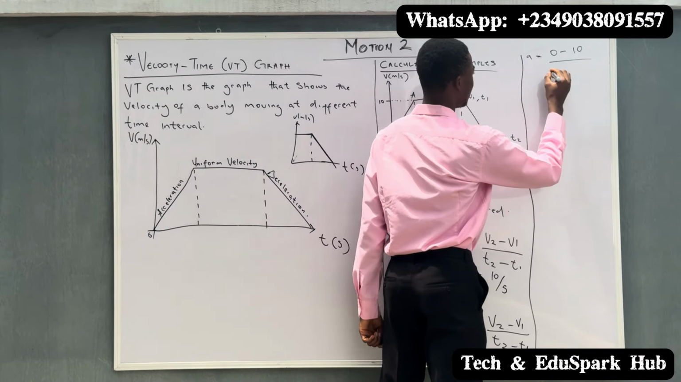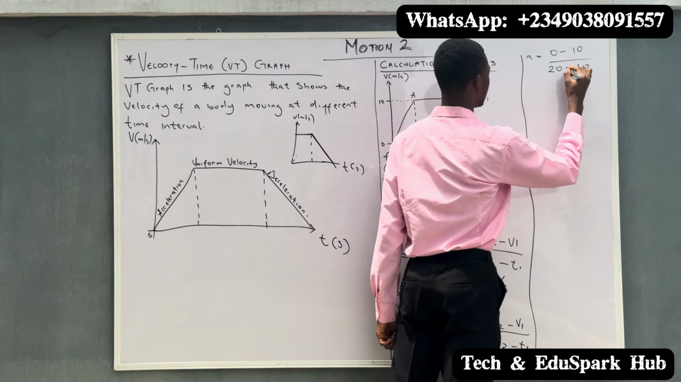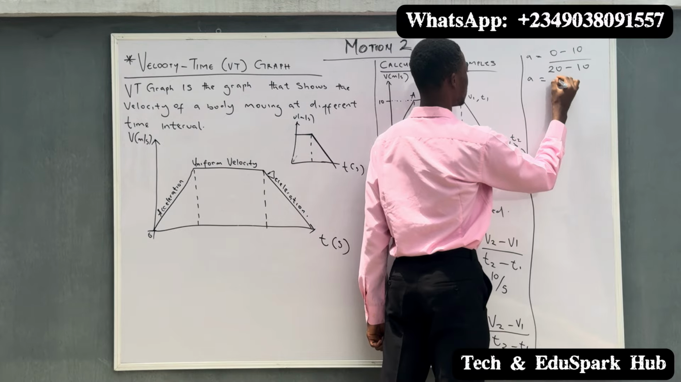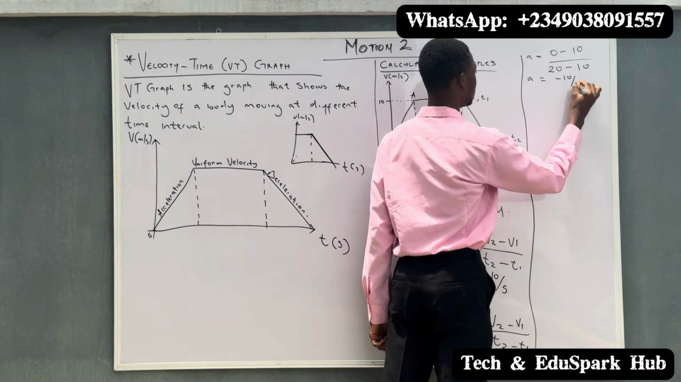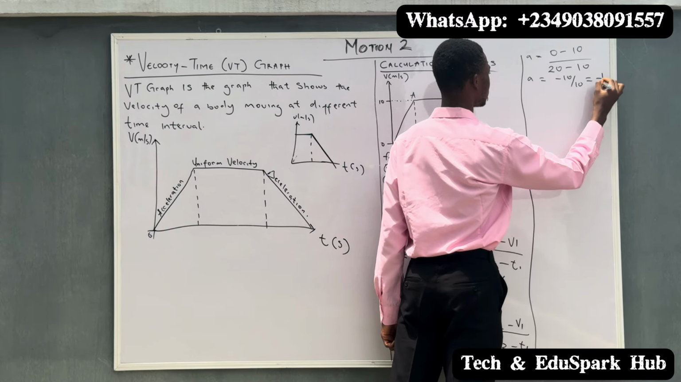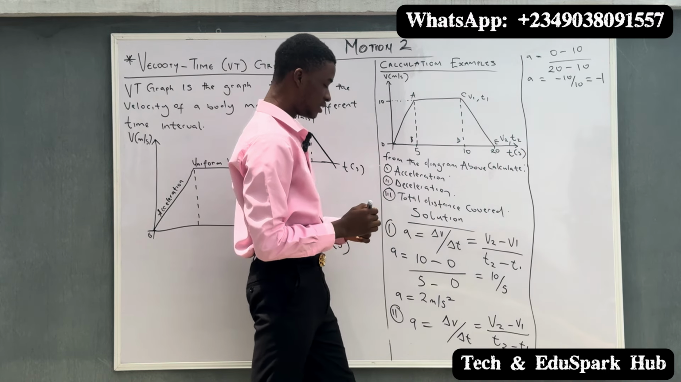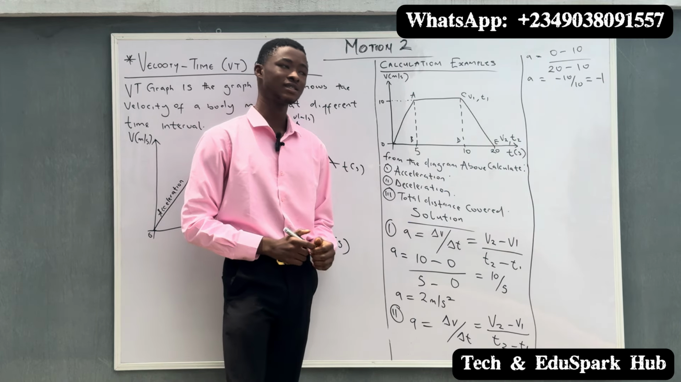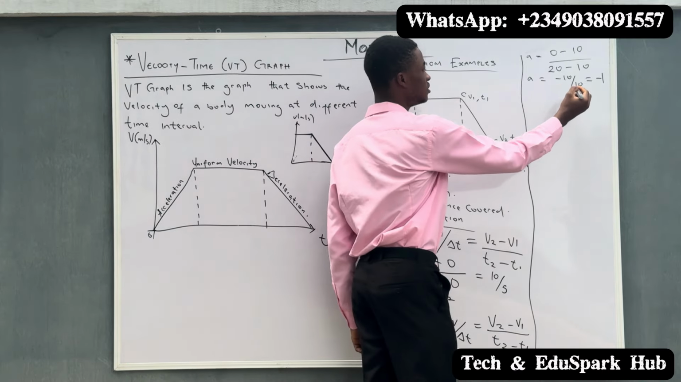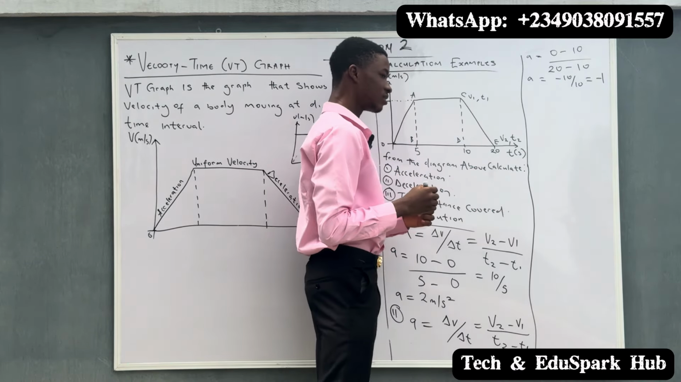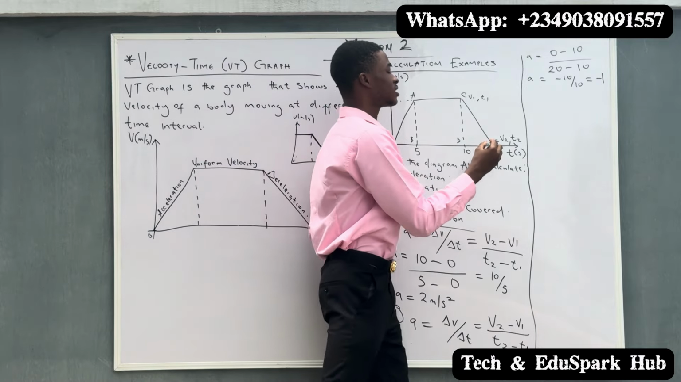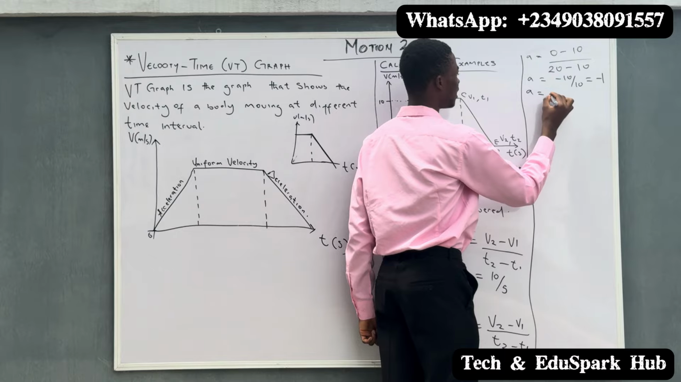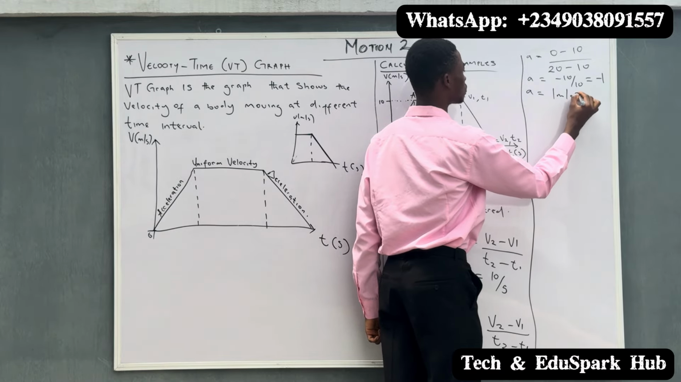So our T2 minus T1 will be given as 20 minus 10. So the deceleration will be given as minus 10 divided by 10, which will be given as minus 1. So this is the negative acceleration. You can see from what I said earlier, we are going to get negative acceleration, but we are going to ignore the negative. Negative is just telling us that the body is decelerating. So our deceleration will be given as 1 meter per second square.